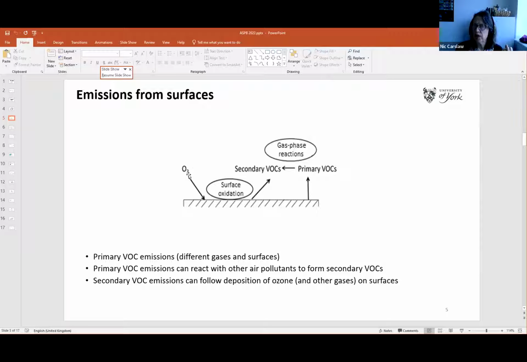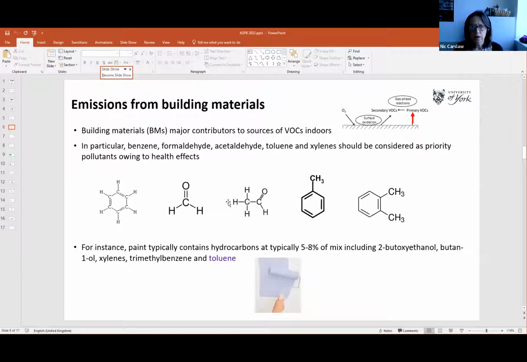But these secondary emissions can keep going on over time, because as long as you have a new source of ozone, you can keep getting this surface interaction. So let's look in a bit more detail at some of these processes then.